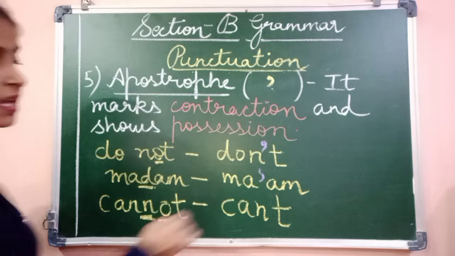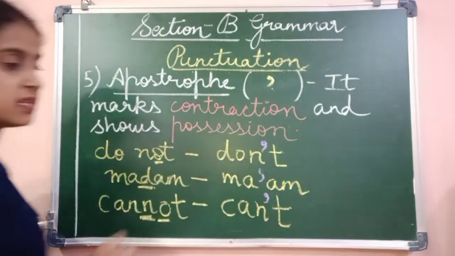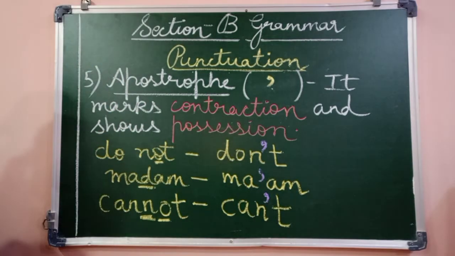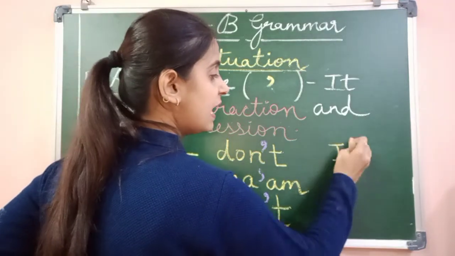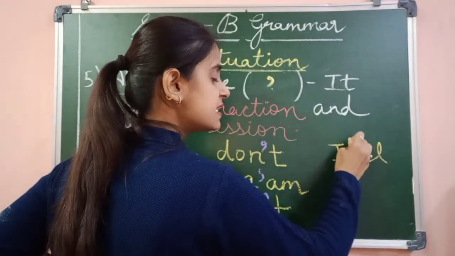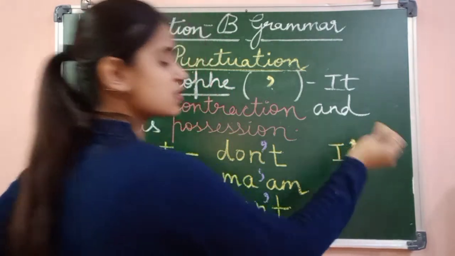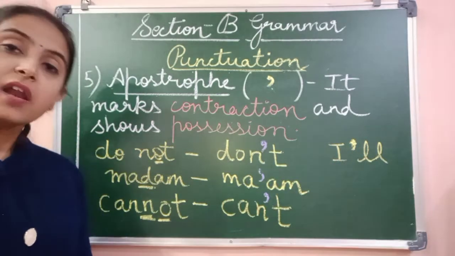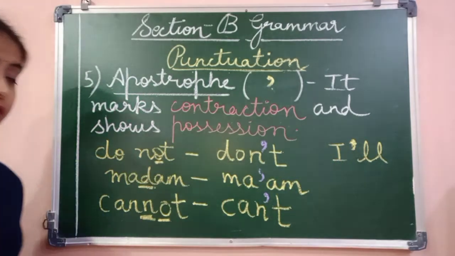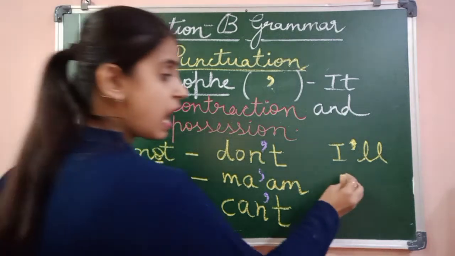Can't. In short, we write can't. The contracted form of I will be I'll. This apostrophe shows that a letter or letters are missing. I hope, children, it is clear to you.